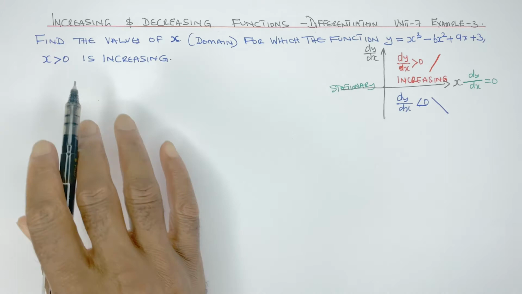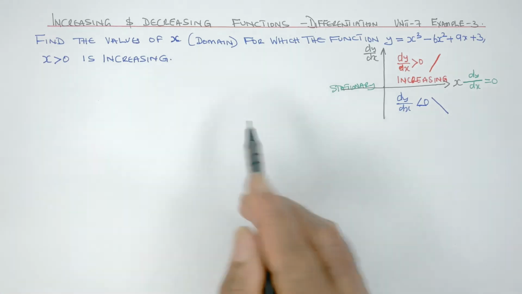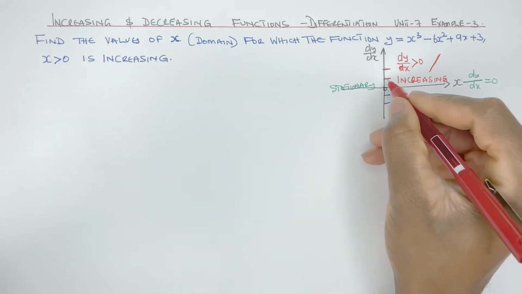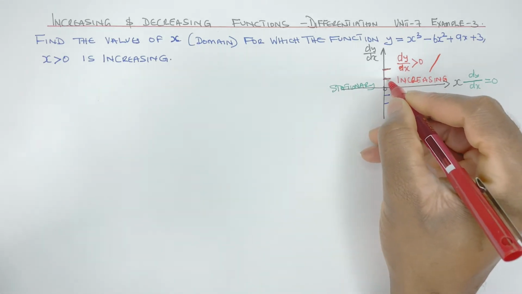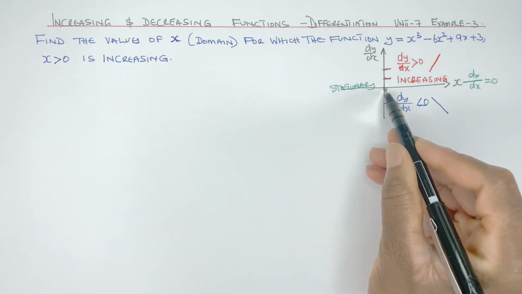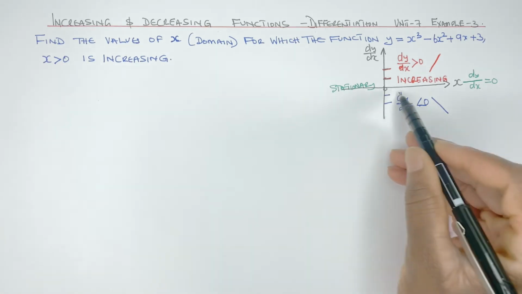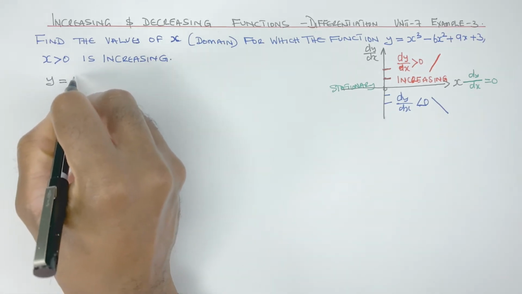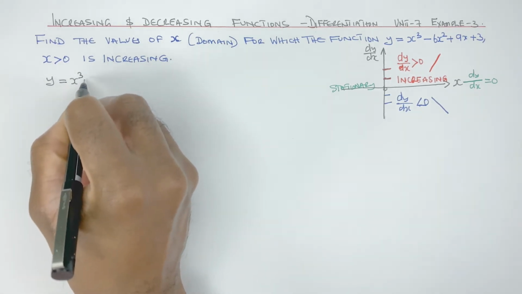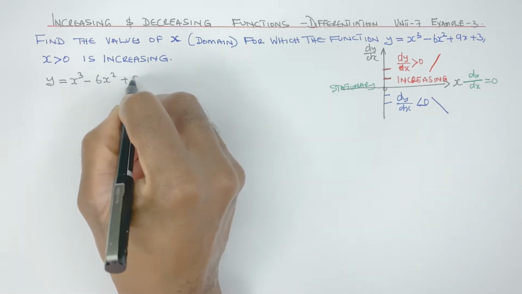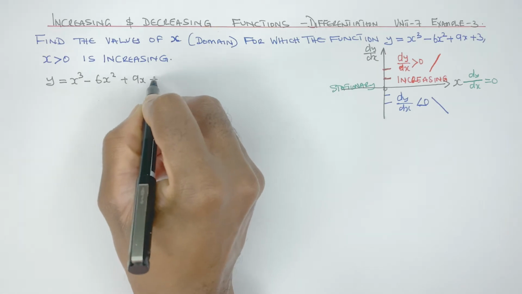The question is asking us for an increasing function, so we're looking for that. This is negative dy/dx. This is positive dy/dx. What we're looking for when x is greater than 0, so from there to the right, that's what we're looking for. We've got a function y equals x cubed minus 6x squared plus 9x plus 3.